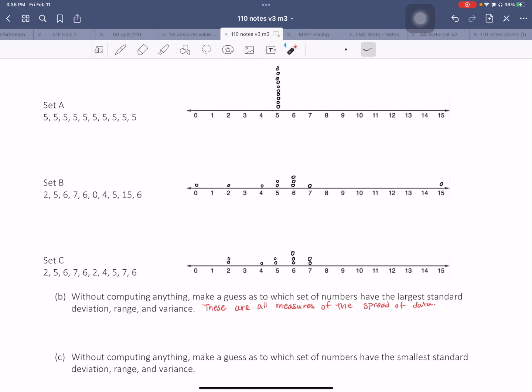So looking at our sets, which set is most spread out? We want the largest of the measures of spread, and which data set is most spread out? Well, that would be set B here. It has a minimum of 0 and a maximum of 15. So the data here encompasses this entire visible number line, whereas this one is kind of squished in here, and set A is very squished in.